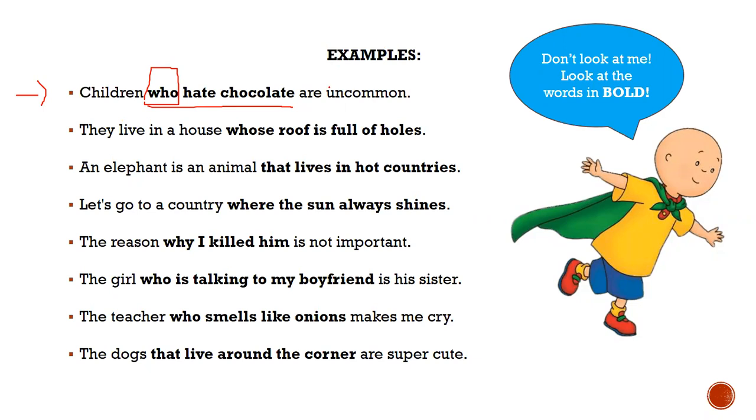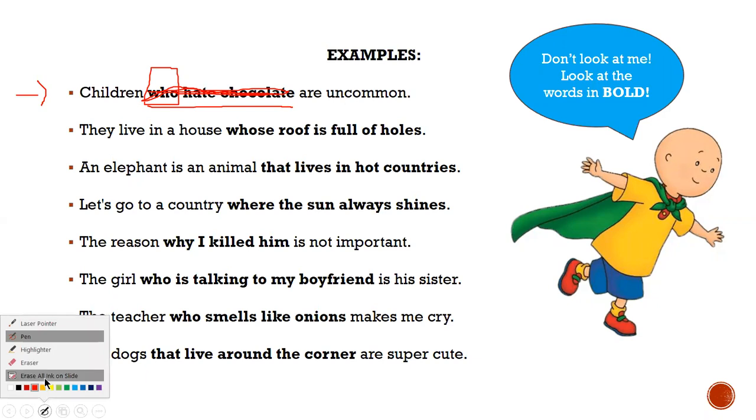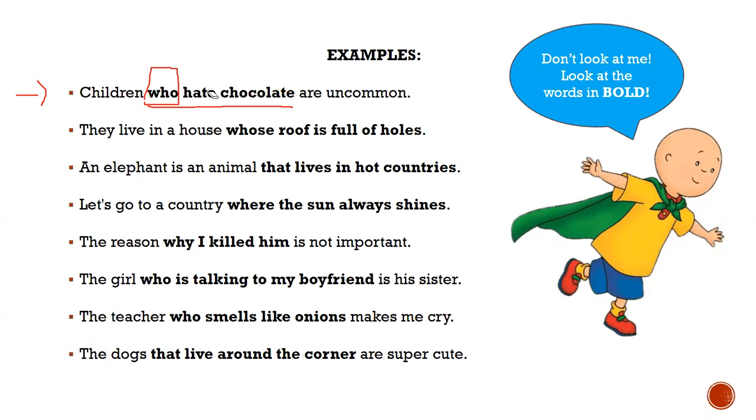All right, so we have to keep that in mind. Again, if we remove this, if we remove "who hate chocolate" and just say "children are uncommon," is it still the same meaning? No, it's not. Now we're talking about all children. And that's actually a pretty fat lie because children are very common in most places. So there we go. We need that to be able to make sense of the sentence how we want it to.